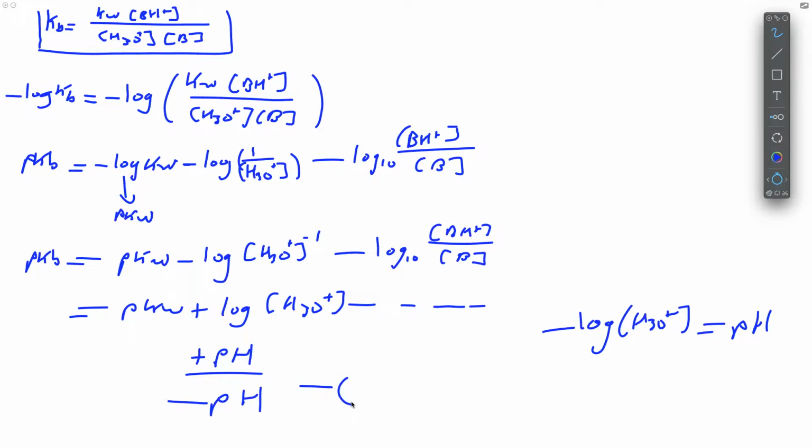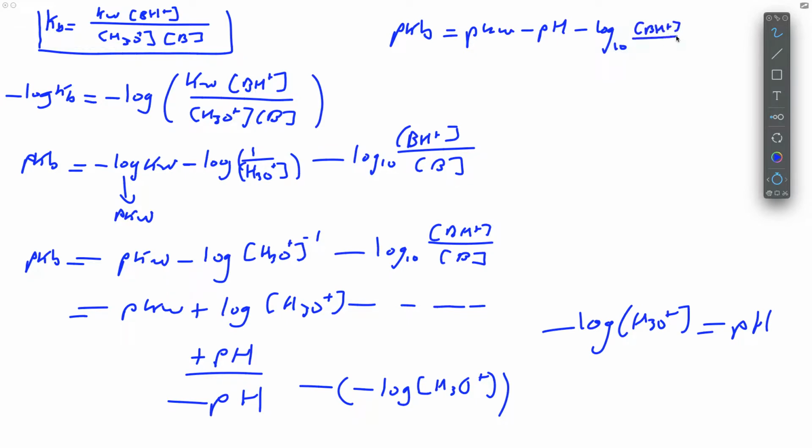Because it's plus, remember, this is what's going to be pH, and then we add the negative in front of it. So that's why the answer is going to be pKb equals pKw, negative pH, negative log 10 BH plus over B. So that's our answer.